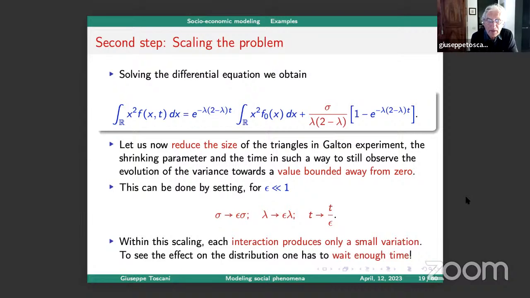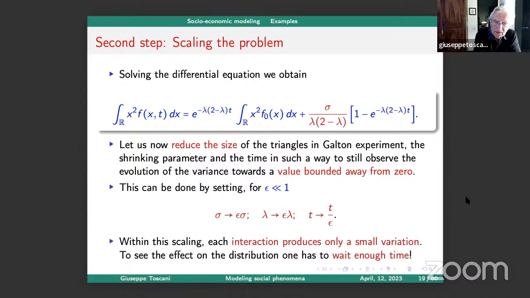Now, just as when you reproduce a random walk in the half plane in a continuous way and arrive at the diffusion equation, you can reduce the size of the triangles in the Galton experiment. Then you reduce the shrinking parameter and the time in such a way as to still observe this decay of the second moment towards a value bounded away from 0. To do this, you have to use the same scaling as in the diffusion approximation. Sigma goes like the square of the random part, and lambda is the shrinking of the domain, so sigma over lambda has to be fixed. The scaling has to be chosen so that sigma goes into epsilon sigma, lambda goes into epsilon lambda, and t goes into t over epsilon.